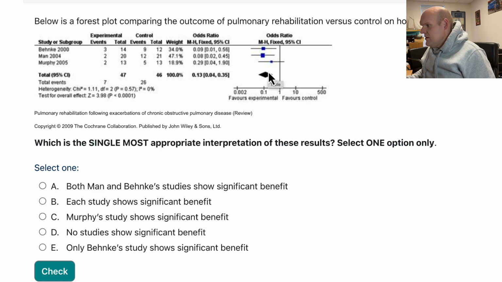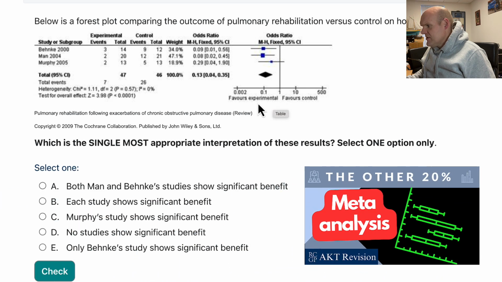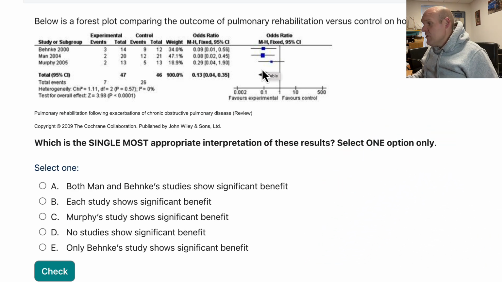So let's orientate ourselves from the bottom. Line of no effect. Overall studies show favours experimental and favours control. So favours experimental, whatever they're doing, in this case the pulmonary rehab, shows that overall out of these studies, it's working. Anything that crosses this line, don't care about. So Murphy, without going any further, don't care about. These other two then show a significant difference.